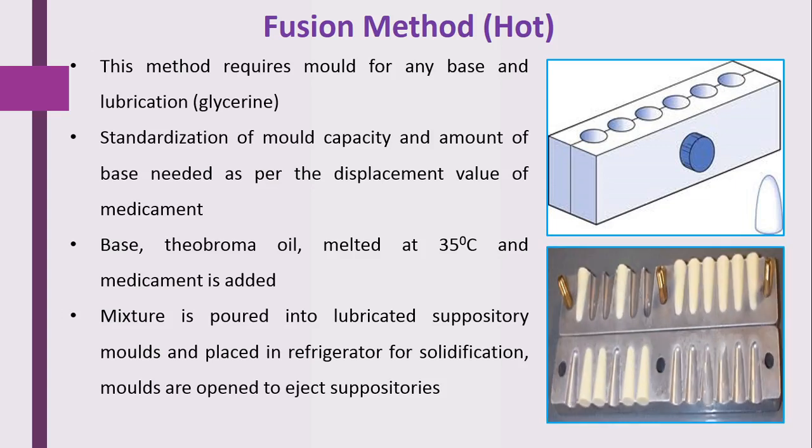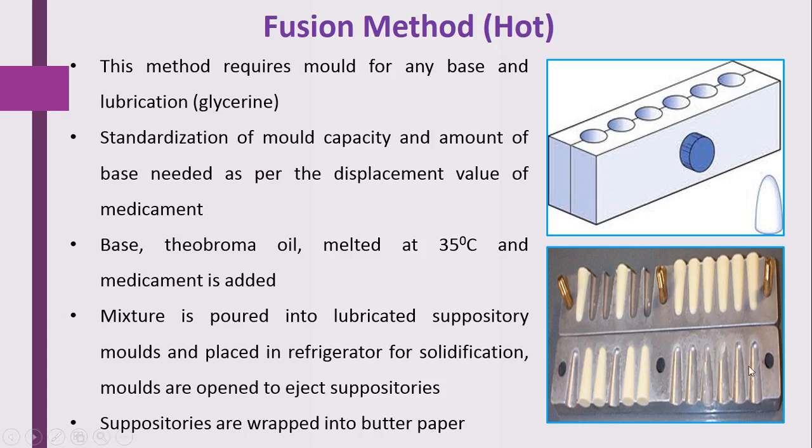You can see in this picture, after the solidification it looks like this. Suppositories are solidified here. This solidification is done by using the refrigerator. After that, the suppositories are removed from the mold, and these are wrapped singly in butter paper. The single suppositories wrapped in the butter paper are placed or put in boxes. So this is the procedure involved in the fusion method.